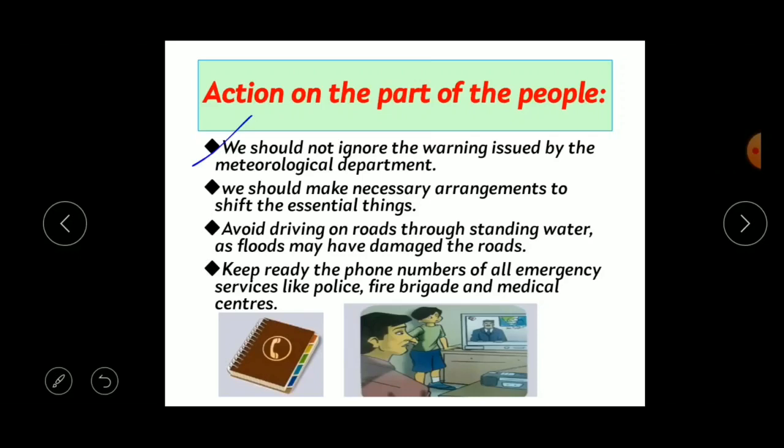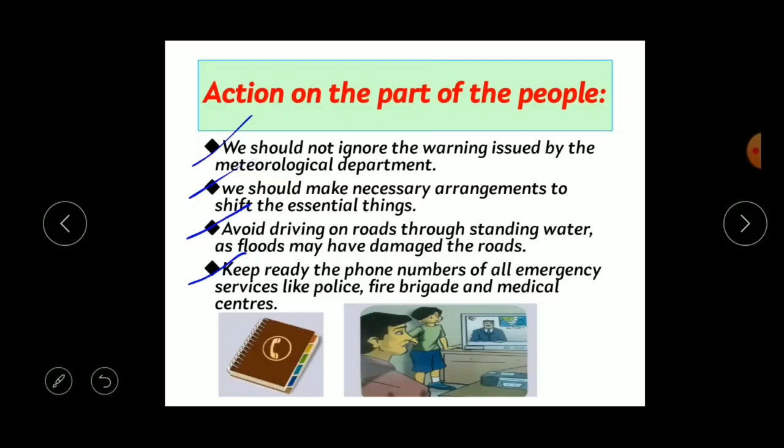newspaper. The next point is we should make necessary arrangements to shift the essential things. At the time of cyclone we should make necessary arrangements to shift the essential household goods, domestic animals and vehicles etc. to the safer places. The next point is avoid driving on roads through standing water as floods may have damaged the road. One should avoid driving on roads which have standing water because it may be damaged because of the flood, right? The next point is keep ready the phone numbers of all emergency services like police, fire brigade and medical centers. At the time of cyclone you should keep these phone numbers ready.